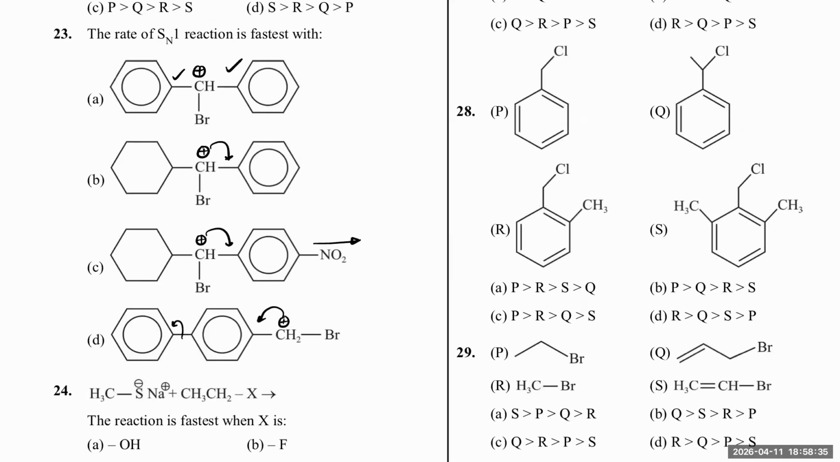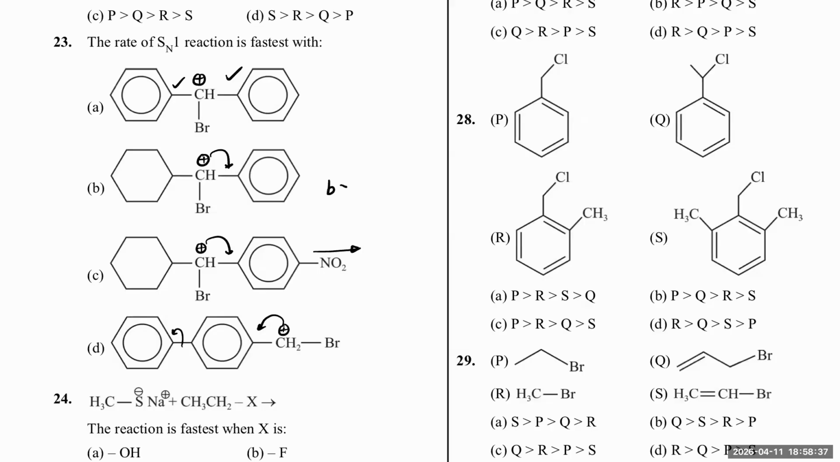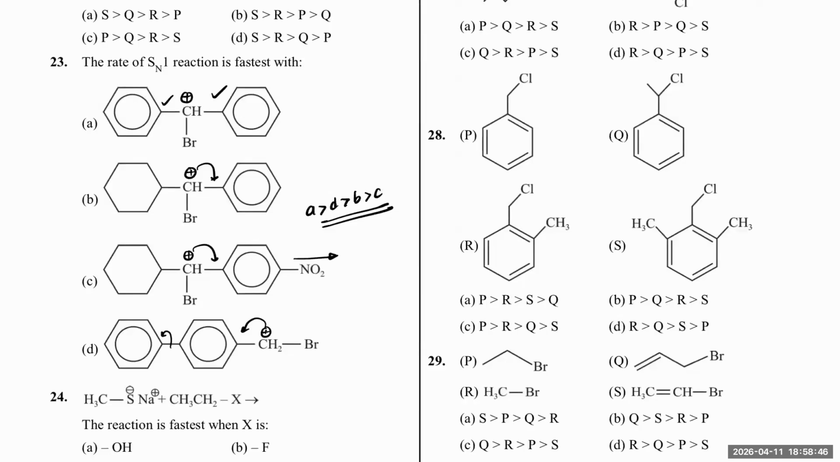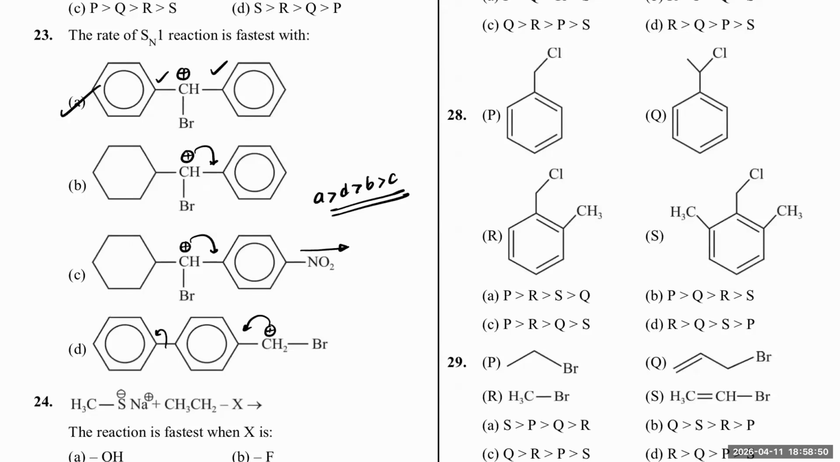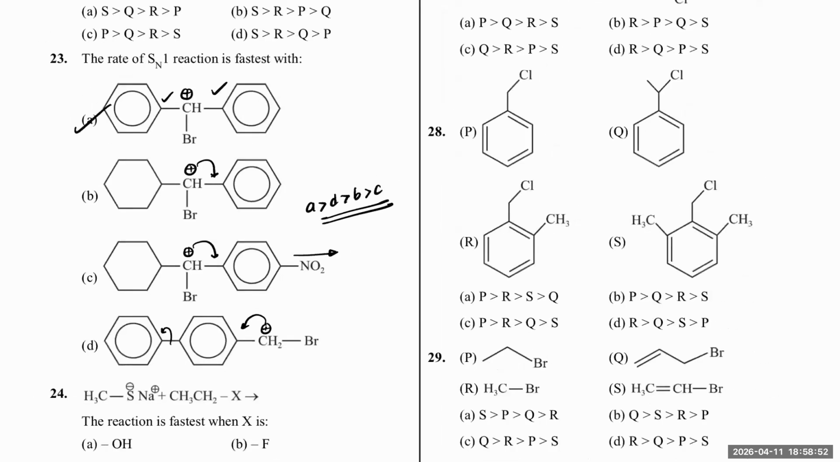Okay, so that means A is relatively better, then D, then B, then C. Okay. So the most impressive SN1 reaction in this case is A. Any doubt so far?